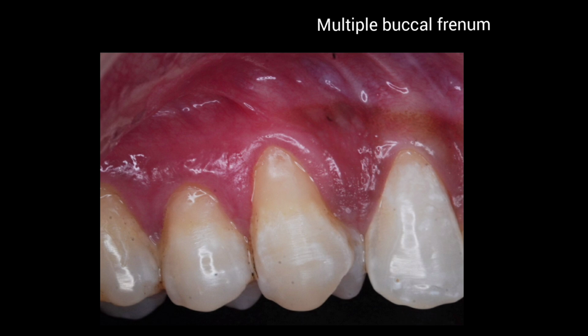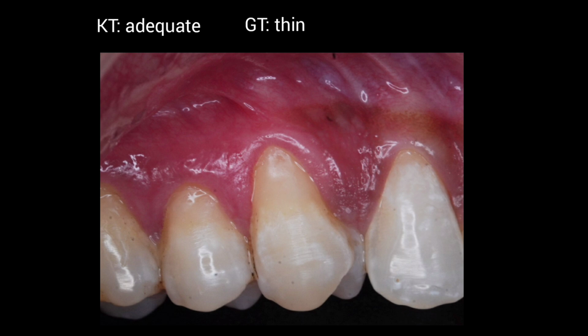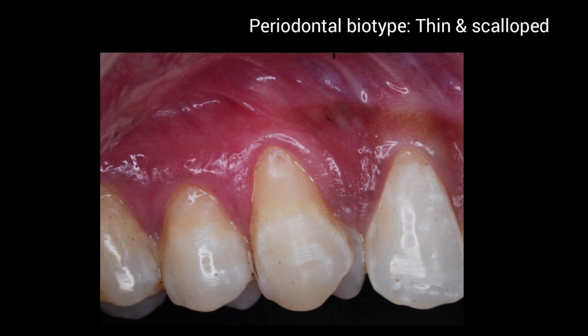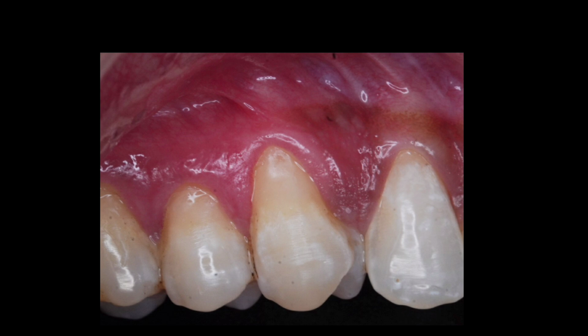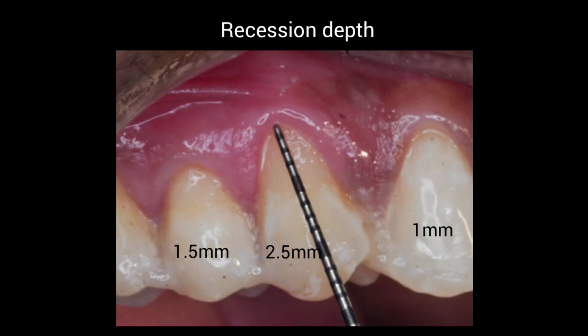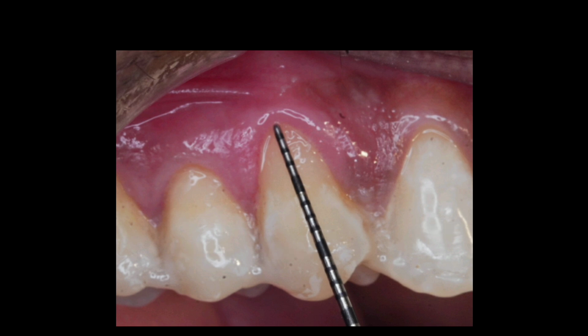There is RT1 recession. There is an association of multiple buccal frena. The keratinized tissue appears adequate, while the gingival thickness is thin. The periodontal biotype is thin and scalloped. With the graduated probe, we notice that the average recession depth ranges from 1 to around 2.5 millimeters.